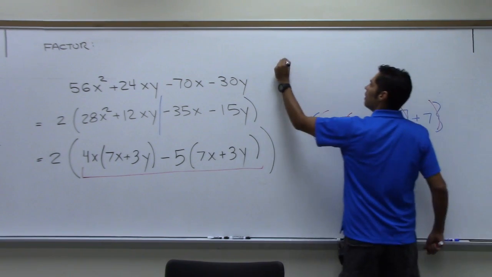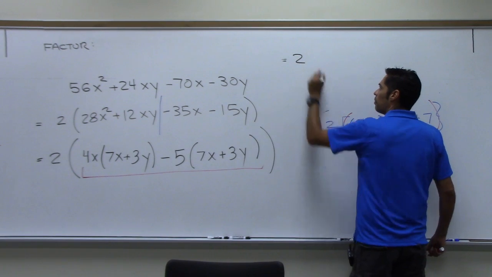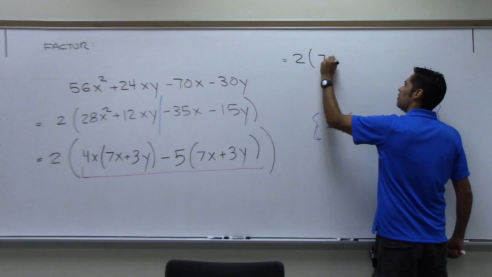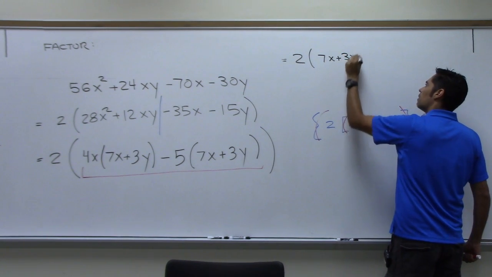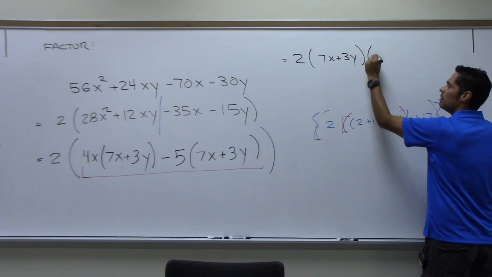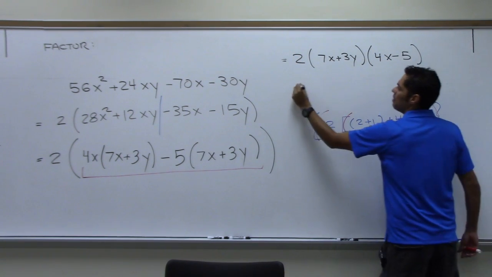So I'm going to write that down over here. We still have the 2 out there, right? And then parentheses, what? 7x plus 3y. Close it. Parentheses again. 4x minus 5.